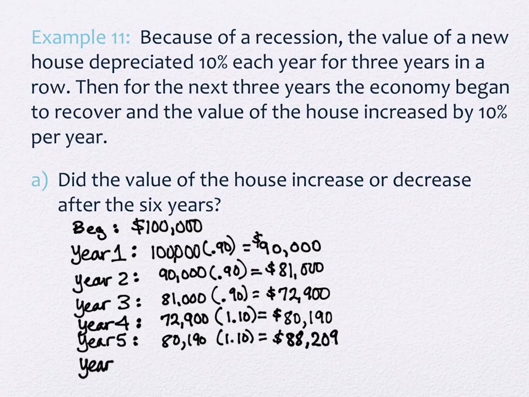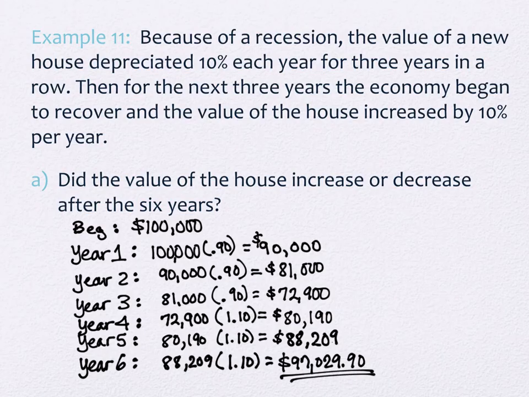And we're on to year 6. It's the end of our discussion. 88,209 up 110%. Where does that leave us? 97,029.9. Okay, there's my decimal showing up, right? Like 90? Okay.